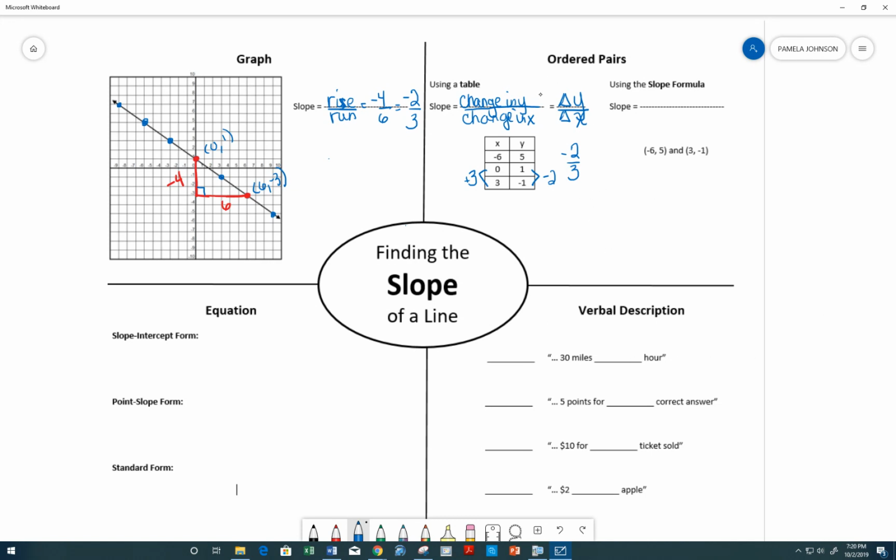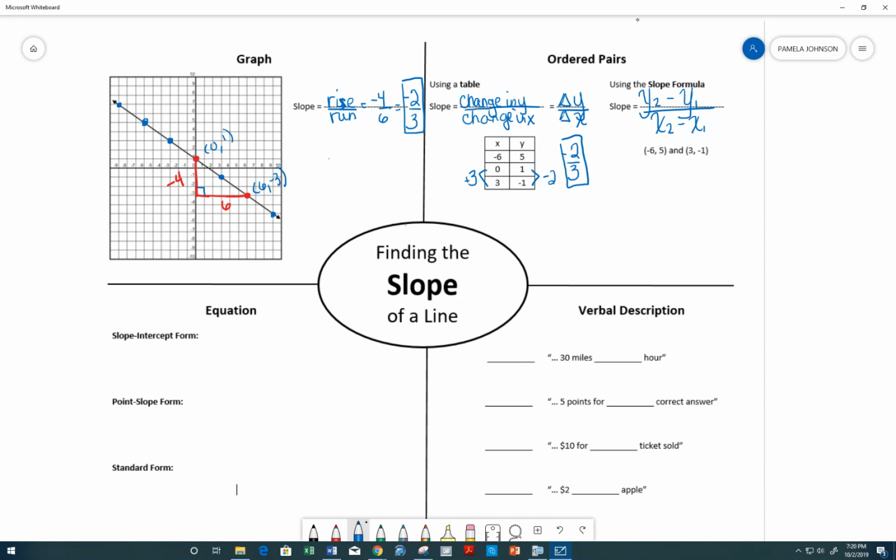So this is going to be my slope from the table. And this was my slope from the graph. Okay? Now, in 8th grade, you learned the slope formula. And the slope formula was y2 minus y1 over x2 minus x1. Okay?